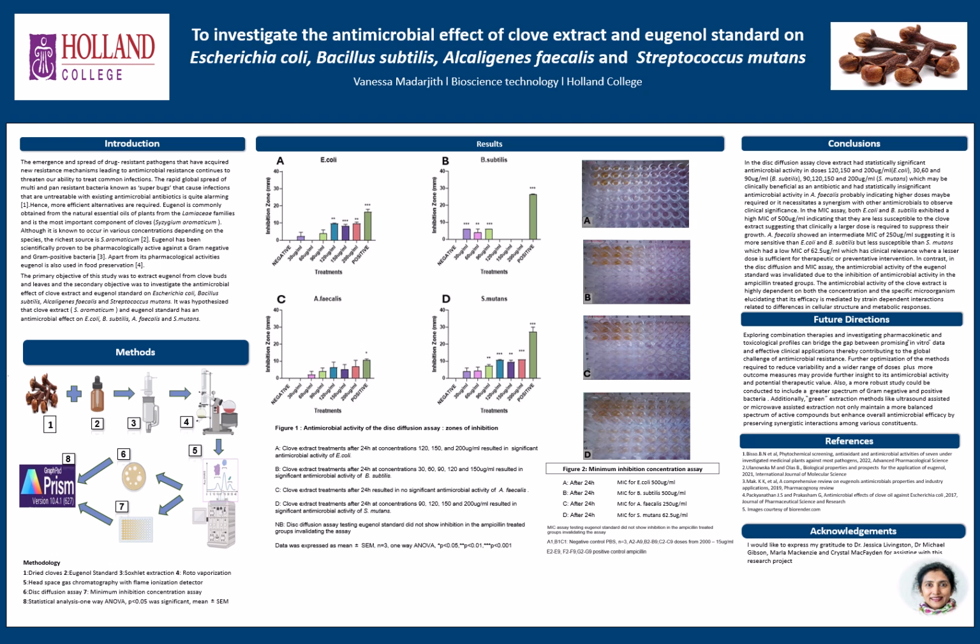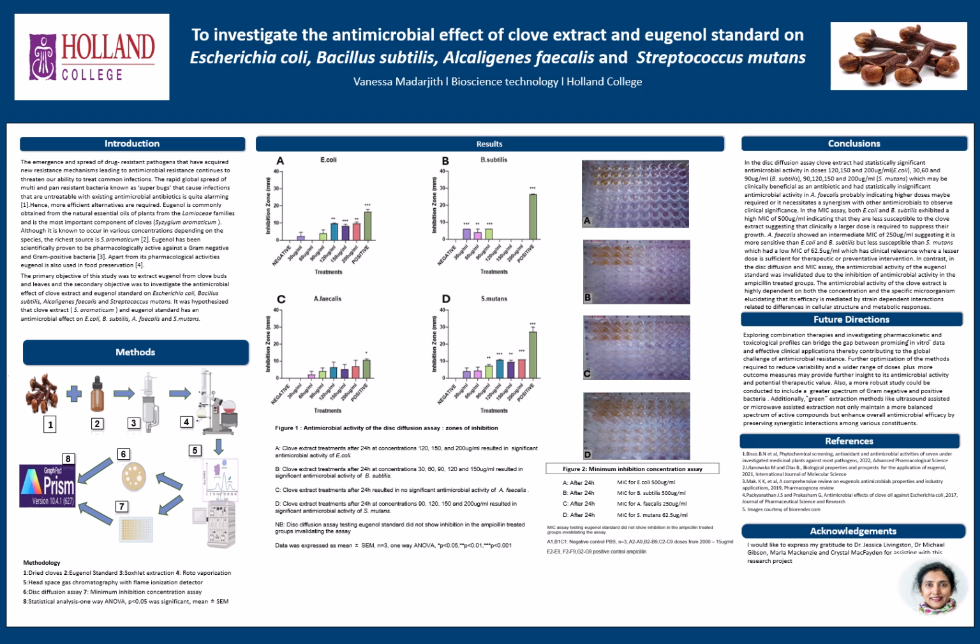Eugenol is commonly obtained from the natural essential oils of plants from the Lamiaceae family and is the most important component of cloves. Although it is known to occur in various concentrations depending on the species, the richest source is cloves. Eugenol has been scientifically proven to be pharmacologically active against gram-negative and positive bacteria. Apart from its pharmacological activities, eugenol is also used in food preservation.